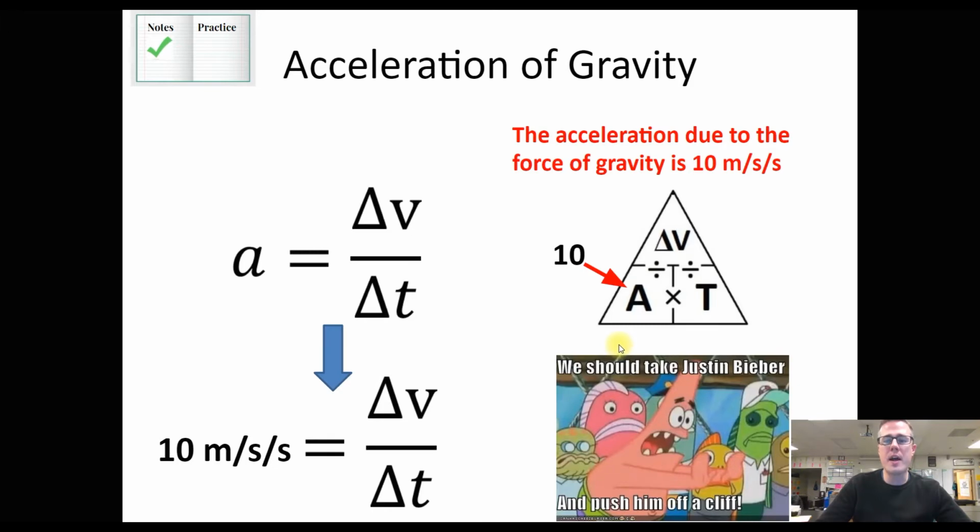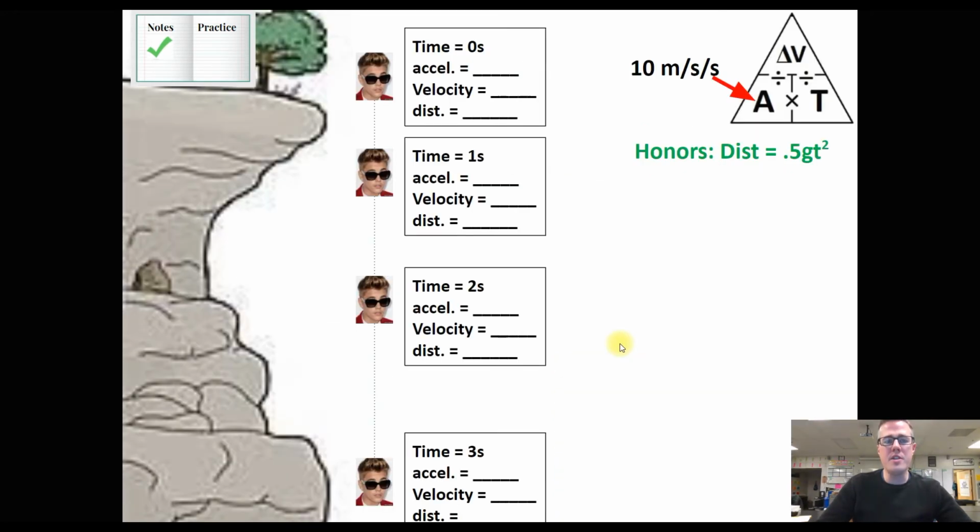So what we're going to do to practice is pretend like we just took Justin Bieber and pushed him off a cliff. On your note side, I need you to make a little sketch of a cliff and a little sketch of our Justin Bieber, and he's going to get pushed off the cliff. We're going to calculate how fast he's going, how far he has fallen, and his acceleration at 3 different seconds along the way in order to practice using this equation. So we've got time 0, time 1, 2, and 3 as he falls down the cliff. So pause and add this little sketch to your notes.